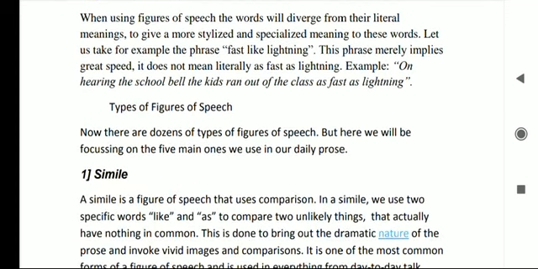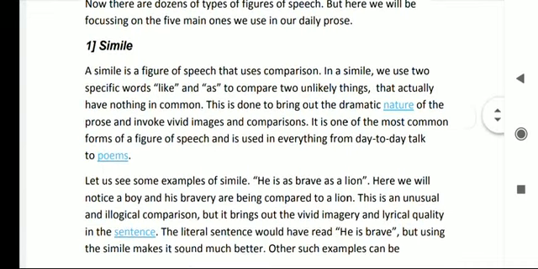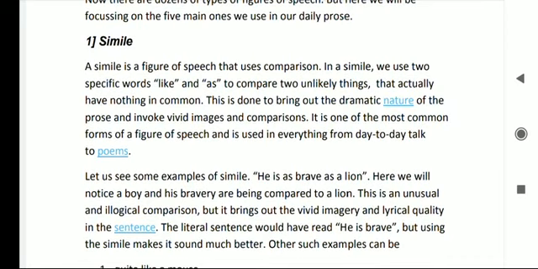Now, types of figures of speech. Dear students, there are dozens of types of figures of speech, but here we will be focusing on the five main ones which we use in our daily prose. First is simile. A simile is a figure of speech that uses comparison. In a simile, we use two specific words, like and as.